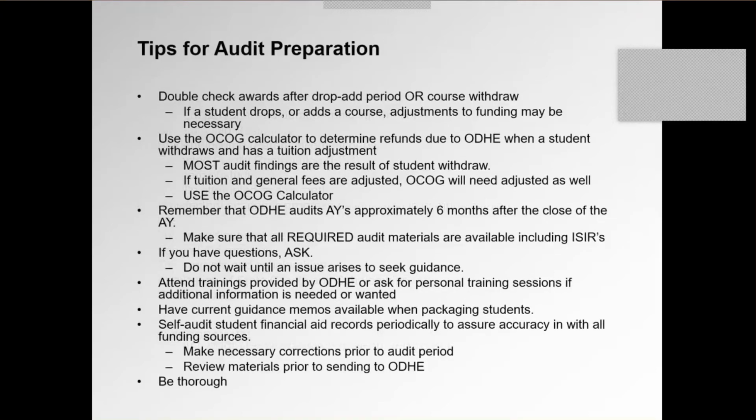And tips for preparing for your audit. I highly recommend that every institution take some time to double check the awards after drop add period, or of course after a student should withdraw. Most of the discrepancies that are seen are due to adjustments not being made when tuition and general fees have been adjusted. Also, I encourage everybody to use the OCOG calculator to determine if any refunds are due based on any kind of tuition adjustment.